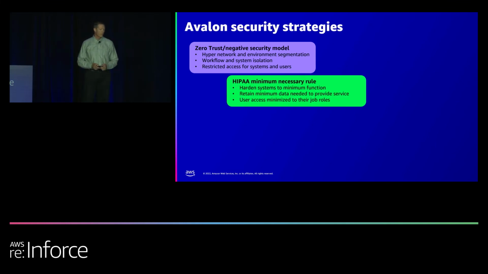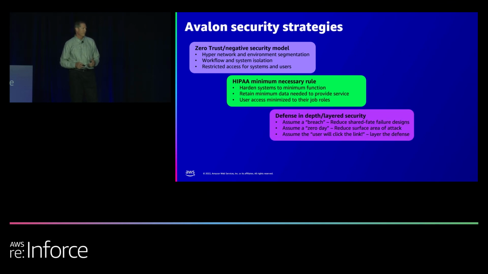HIPAA's minimum necessary rule. This is a context that we've taken even through our design and our systems, how we harden our equipment, harden our servers, harden our processes. We try and keep only the data that we need, but as you can see, it's already scaled up to 33 million members. But we try and only keep exactly what we need to deliver the service.